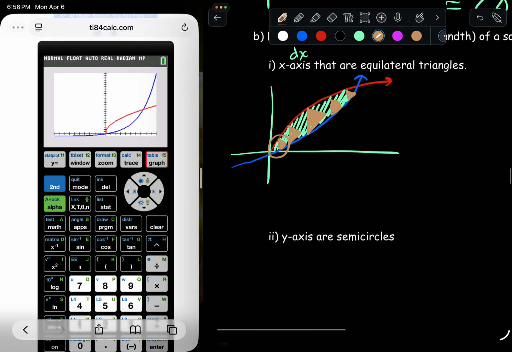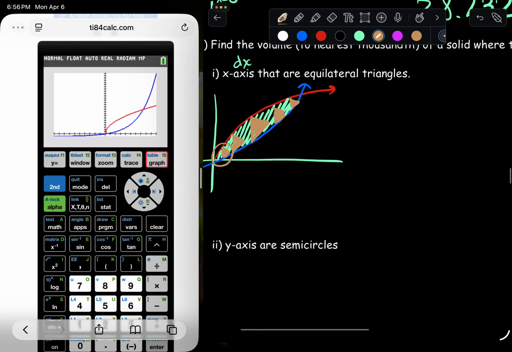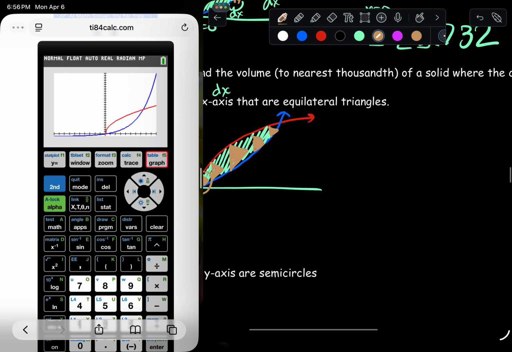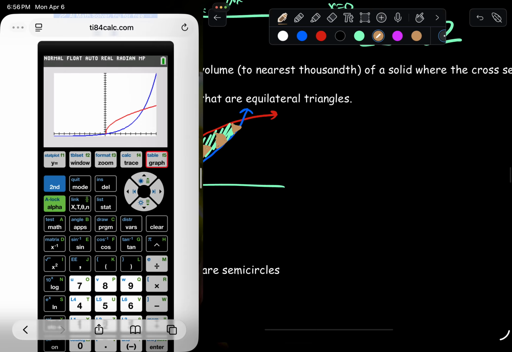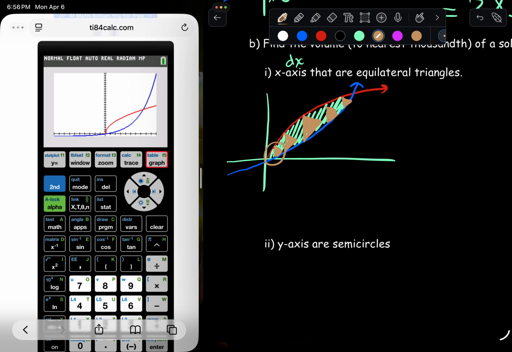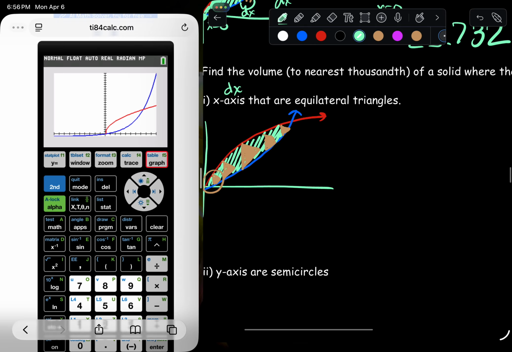Okay, so for these equilateral triangles, the base is going to be top minus bottom, which we already did up here. We already did top minus bottom here. But something else that's going to change is we now want the volume. So we're going to have to multiply this in a way where the volume is found using these equilateral triangles.